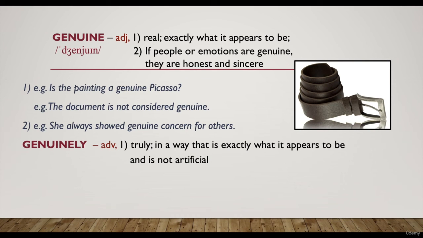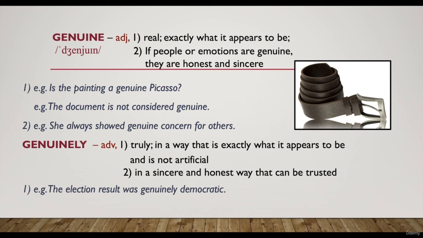Genuinely is the adverb form, and it replicates the meaning of the adjective. So it means truly and in a way that is exactly what it appears to be and is not artificial. That's the first meaning. Just because genuine has two meanings, the adverb also has two meanings. The second one being in a sincere and honest way that can be trusted. And let's have a look at two examples. The first, the election result was genuinely democratic. It means it looked democratic and it was democratic.